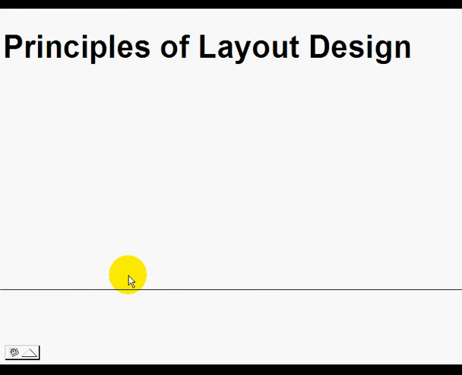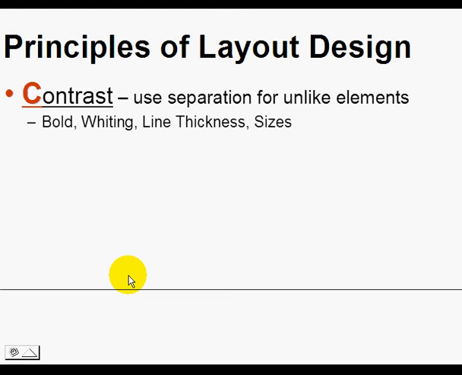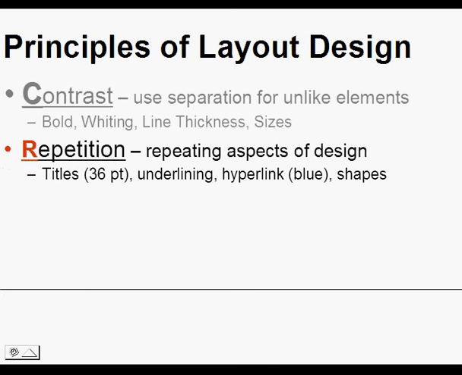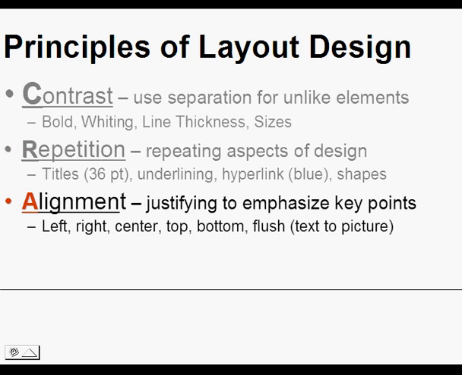So again, on the principles of layout and design, you have contrast, which in our case was bold and black and white. We also have repetition, to where all of the hyperlinks would be colored blue, and all of the titles would be in the same font size. We also have alignment, which would take the whole site and align it to the left or align things towards the center, but you're going to be consistent throughout the site.